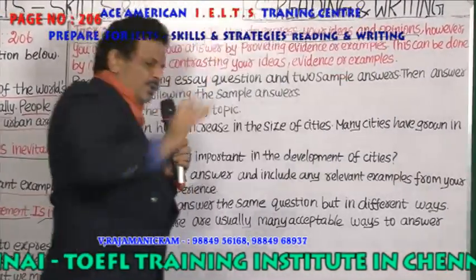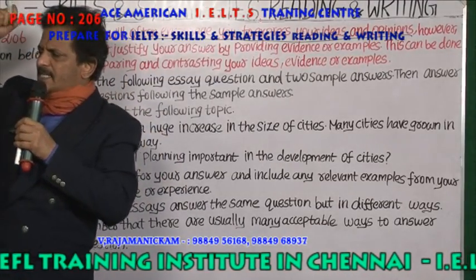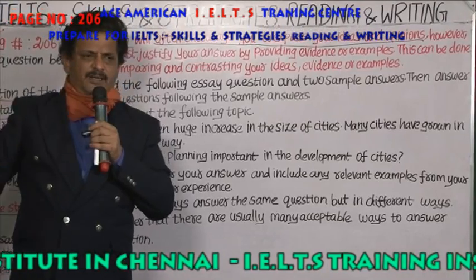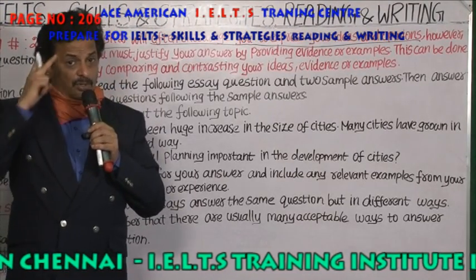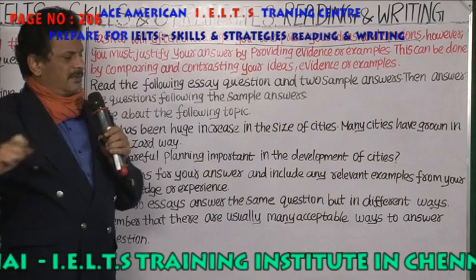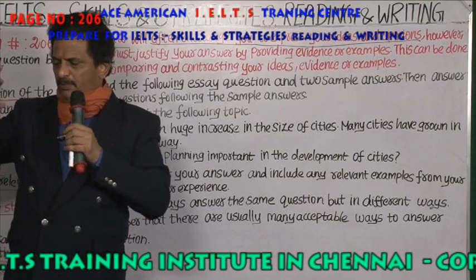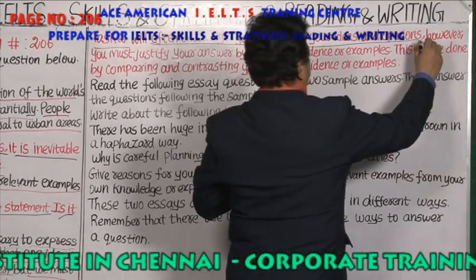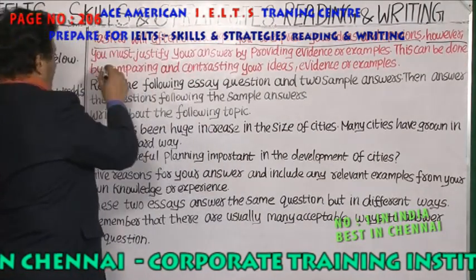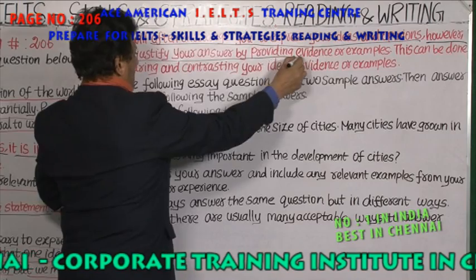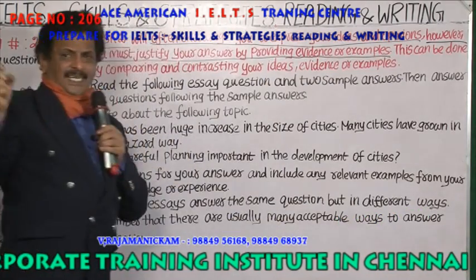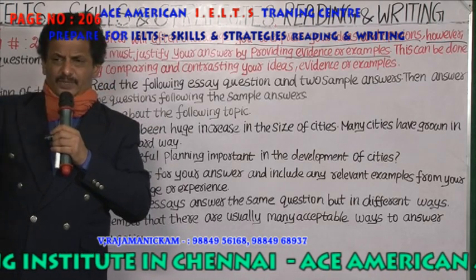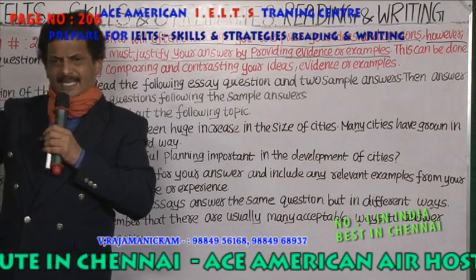Task 2 in the writing skill always asks for your ideas and opinions to be reflected through the words you write. Your opinion and your ideas should be built up and presented. However, you must justify your answer by providing evidence or examples. You are telling an idea, you are telling an opinion. Without any evidence, no use. Without any proof, no use. Without any example, no use.